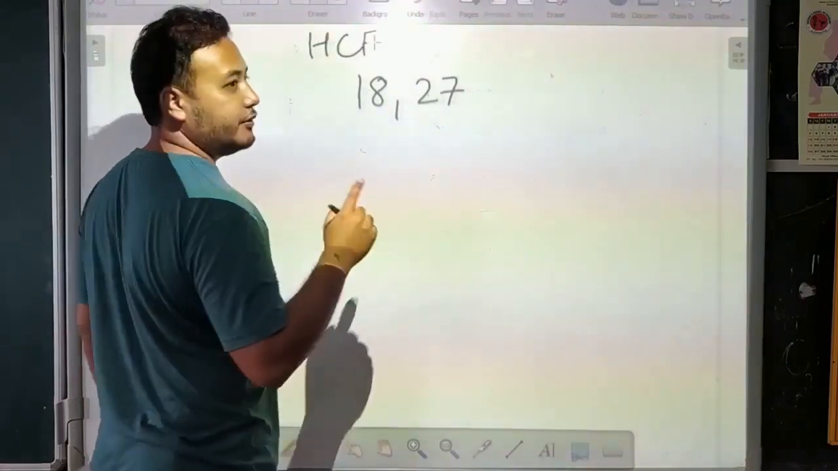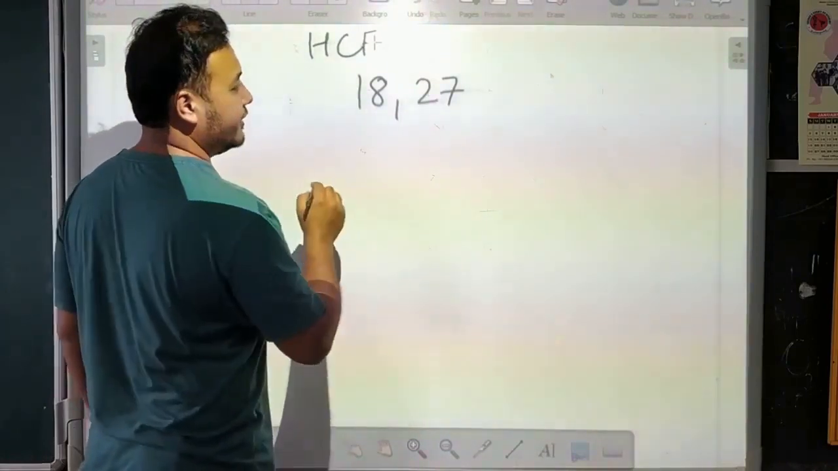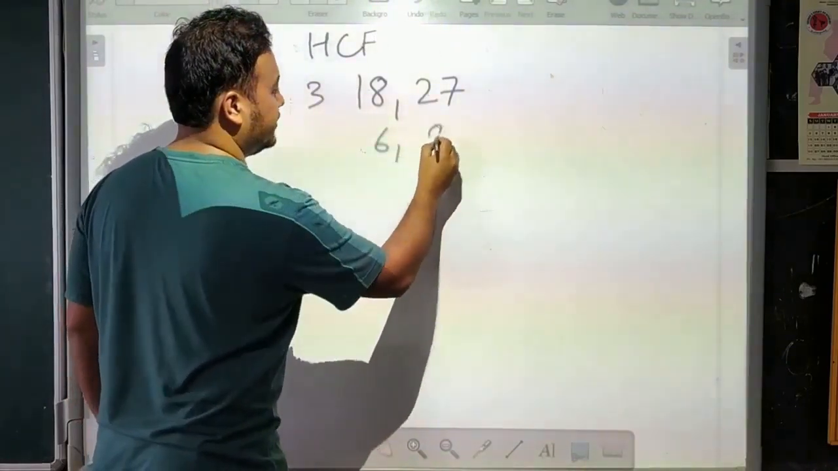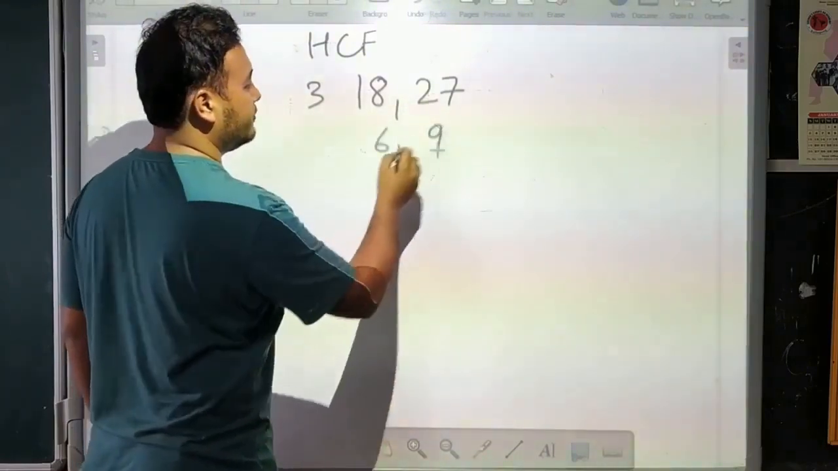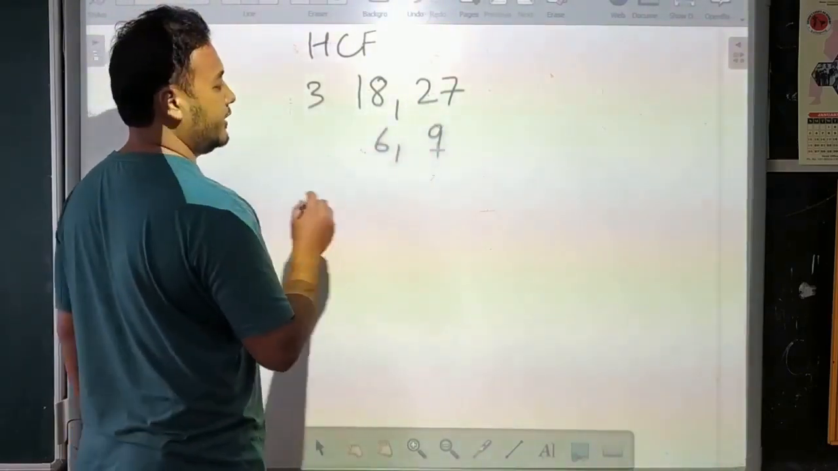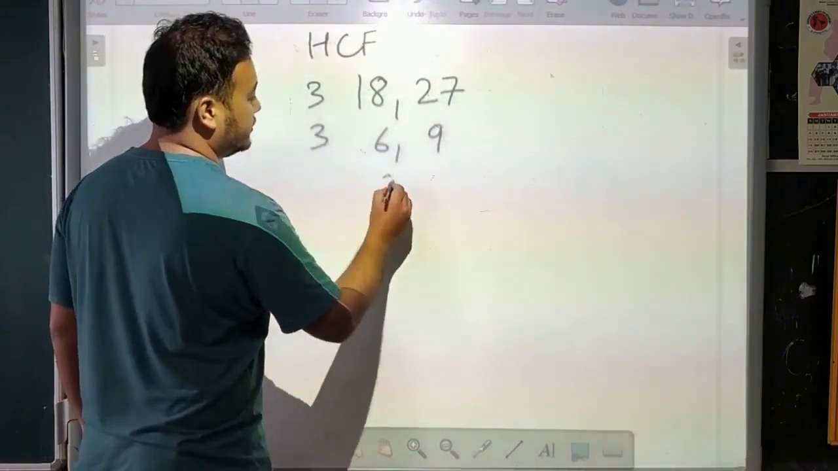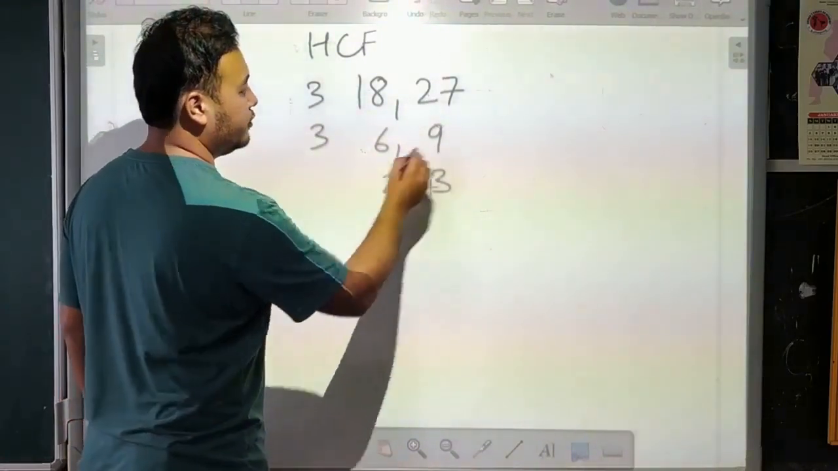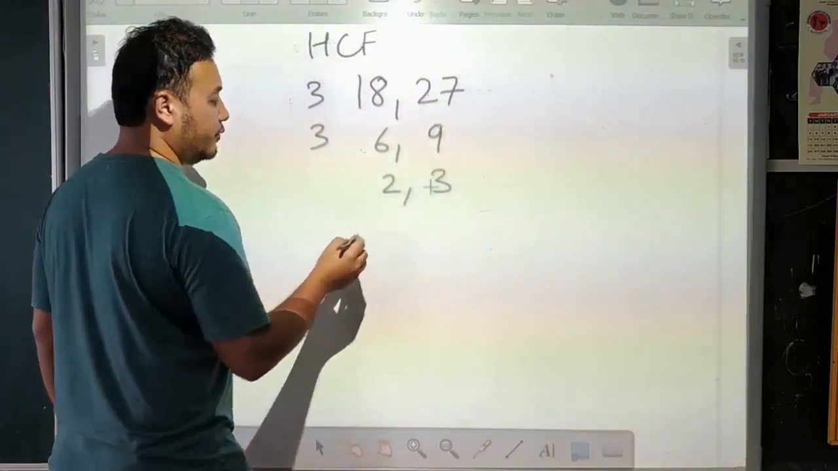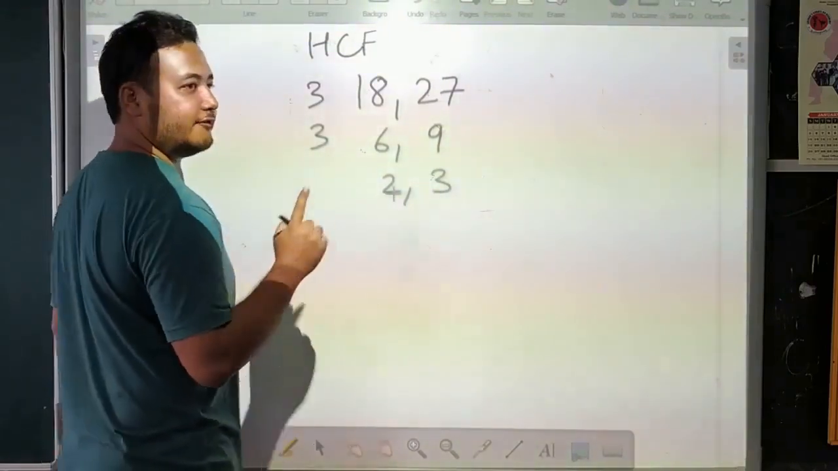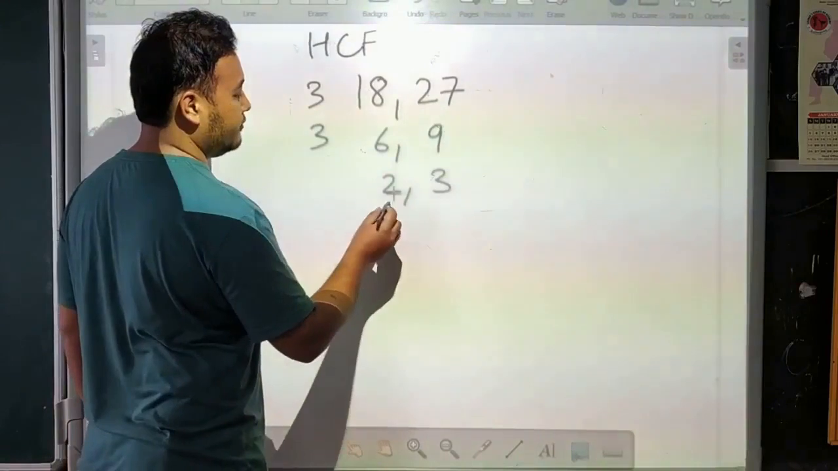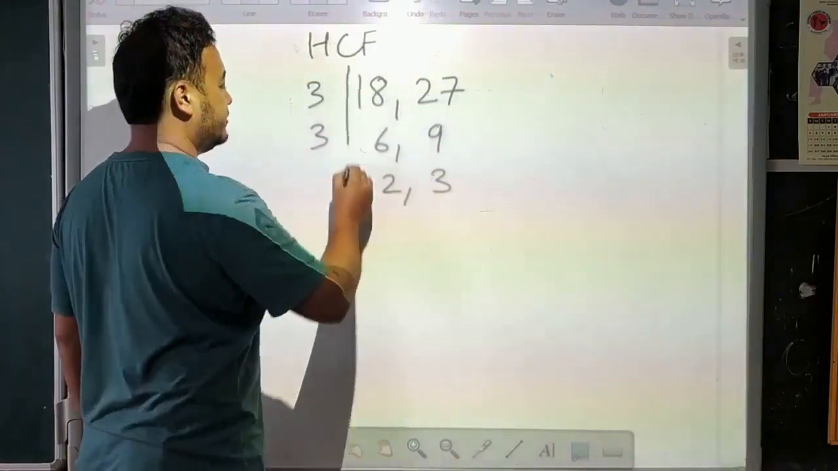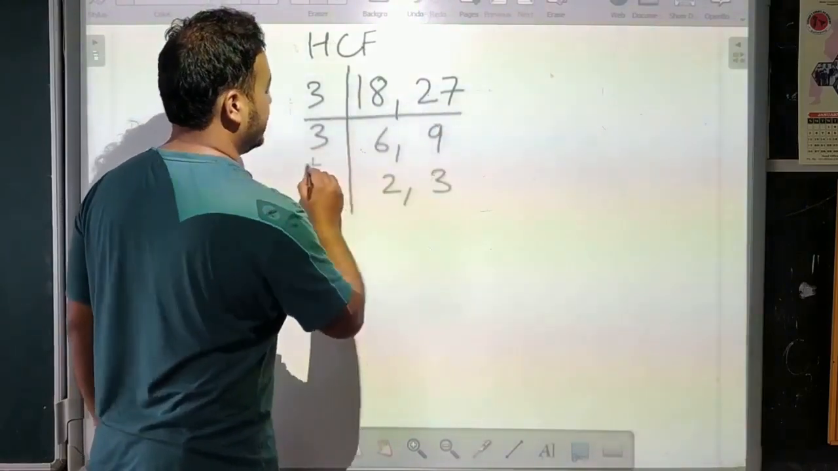So we cannot use 2. Okay. Let's go with 3. 3 6s are 18. And 3 9s are 27. So we can divide both the numbers by 3. Again, 3 2s are 6 and 3 3s are 9. Again, we can divide both these numbers by 3. Now we have 2 and 3. Now apart from 1, there is no other number which will divide both of them. Okay, so that means that your common division method is complete now.